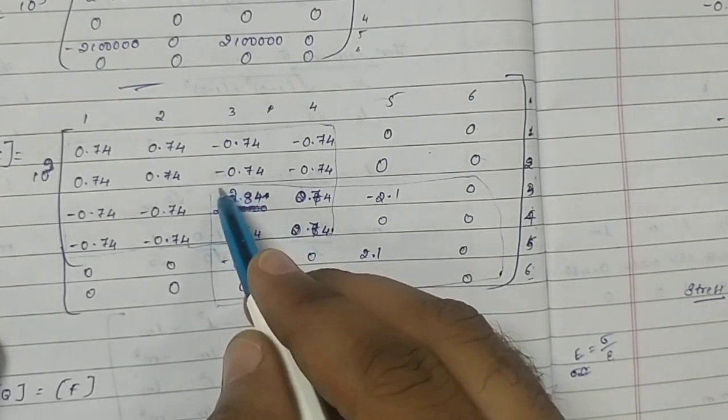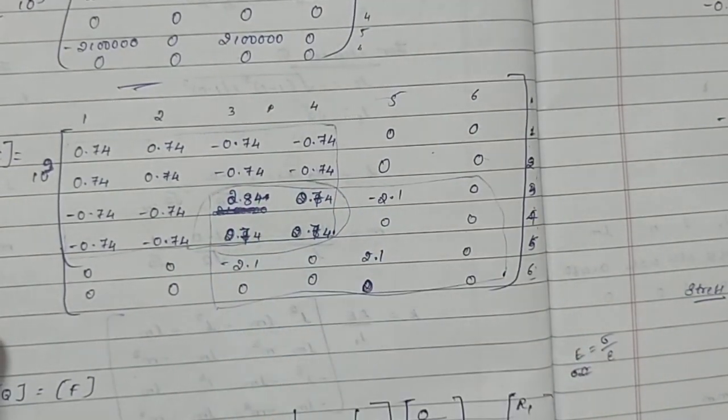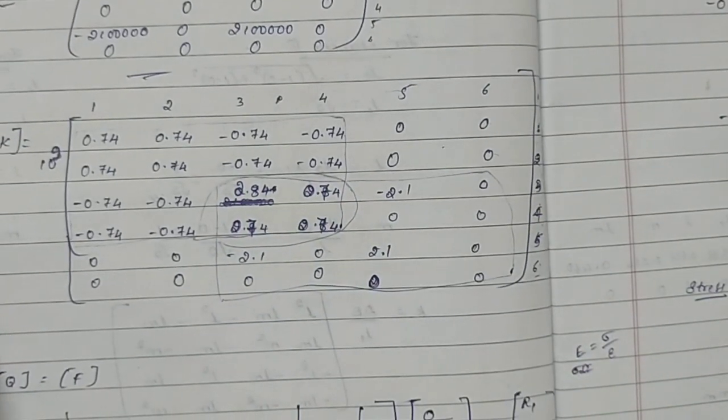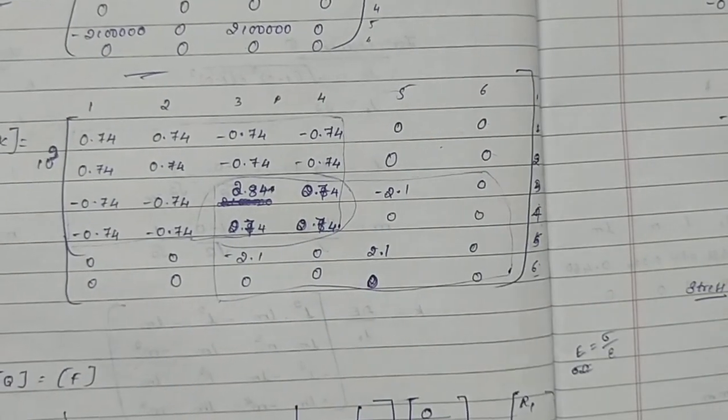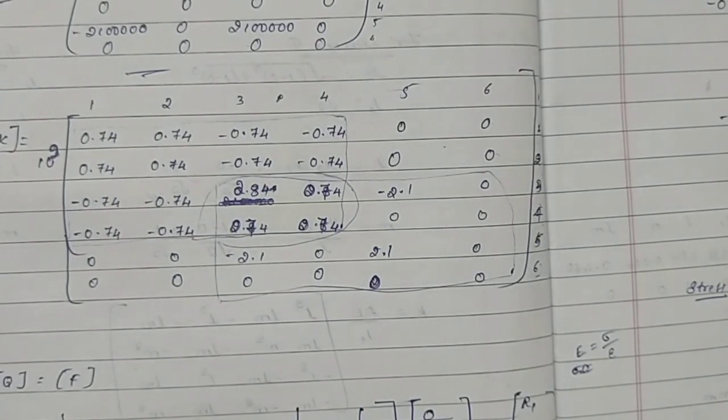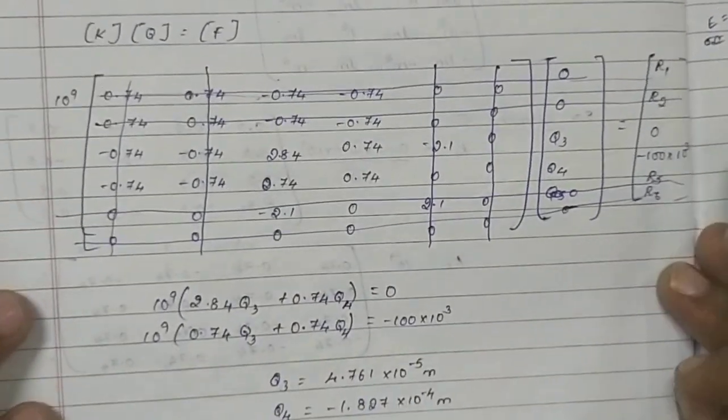Okay, so this part is added here. Write all the other things as 0. Okay, next the similar step like we have solved in the bar.